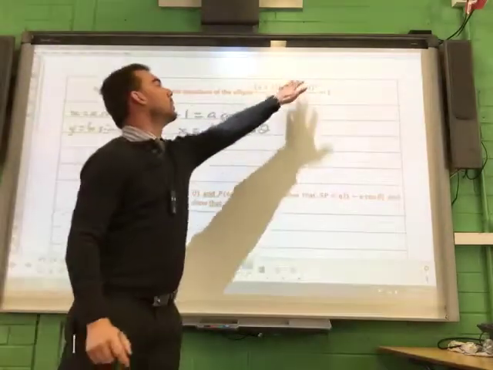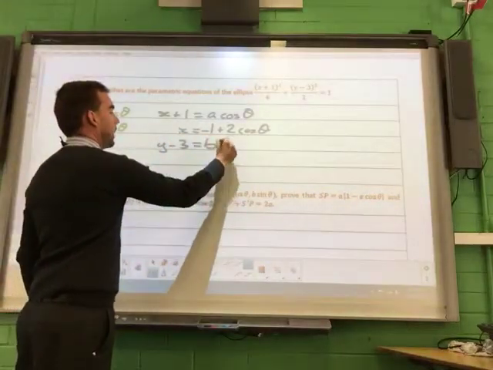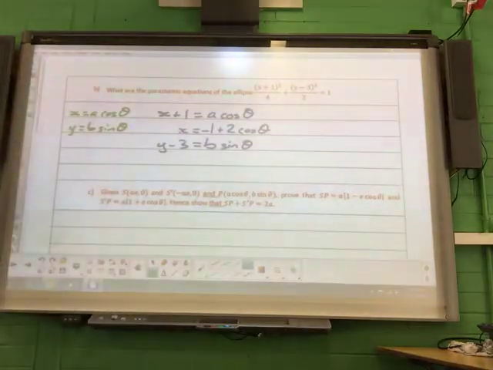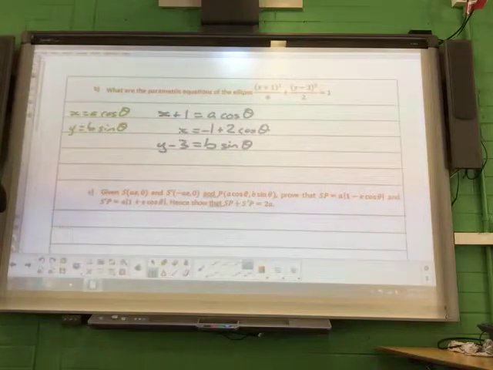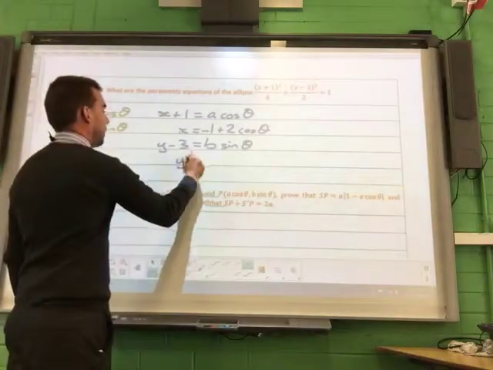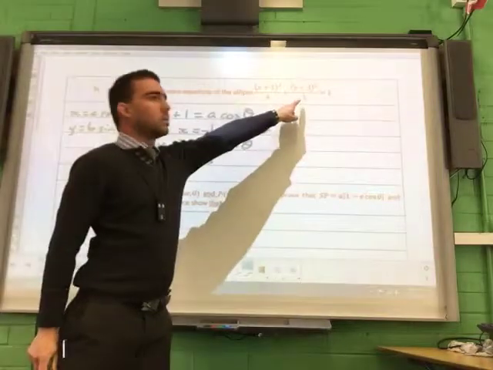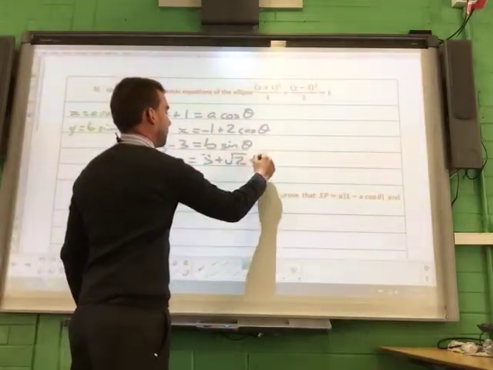So you take what's here, y take away 3, and that is b sine theta. So normally it's y equals b sine theta for your parametric. That's assuming we're at the centre. When you're not at the centre, you're going to have to include the rest of that value up there. Okay, so y is going to be 3, so move it over the other side. So b squared is 2, so b is going to be the square root of 2.